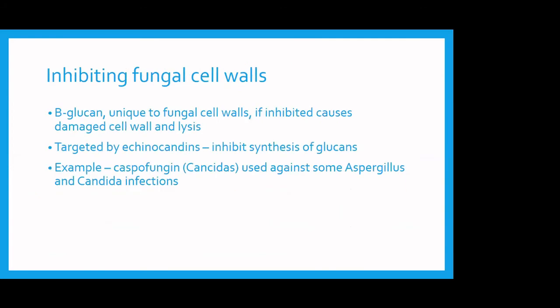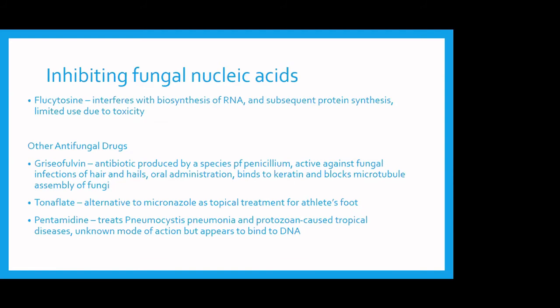If we can target beta-glucan, which is important in fungal cell walls, we can help damage the fungal cells and kill them as well. Those are used as treatment for some fungal infections. There are some other drugs that are good at inhibiting fungal cells specifically. Flucytosine stops the synthesis of RNA, and so that stops protein synthesis in fungi, but it's not used very often because it's toxic to us.